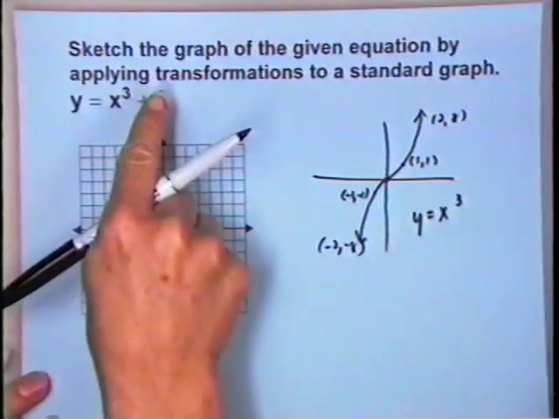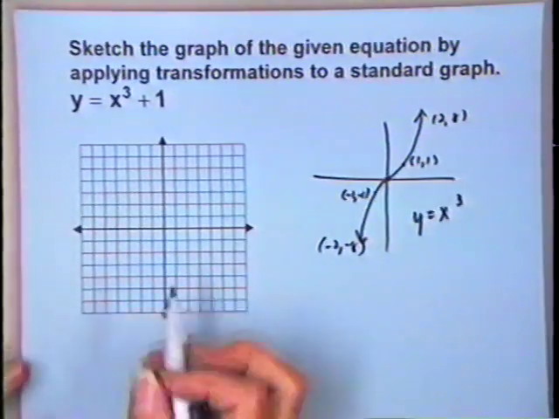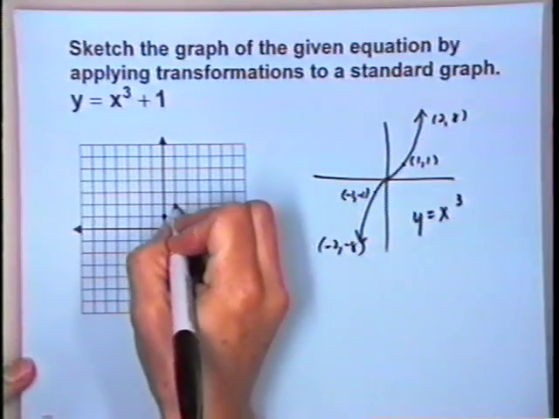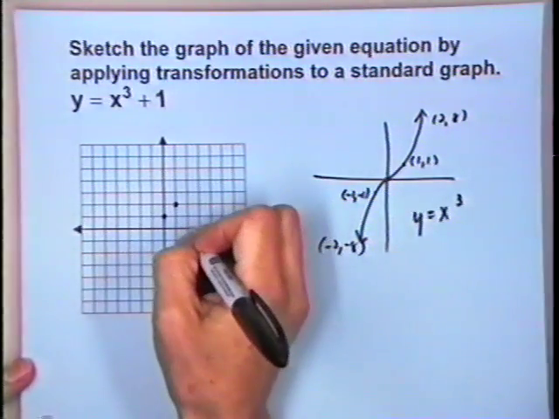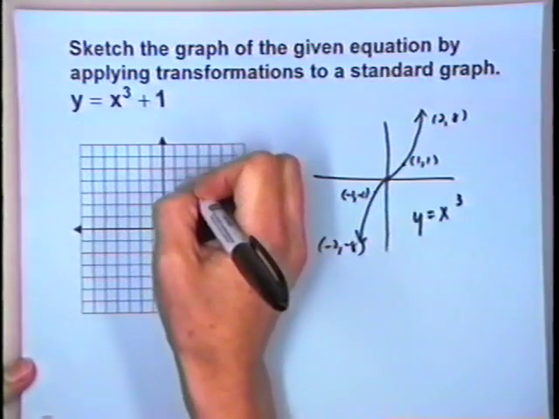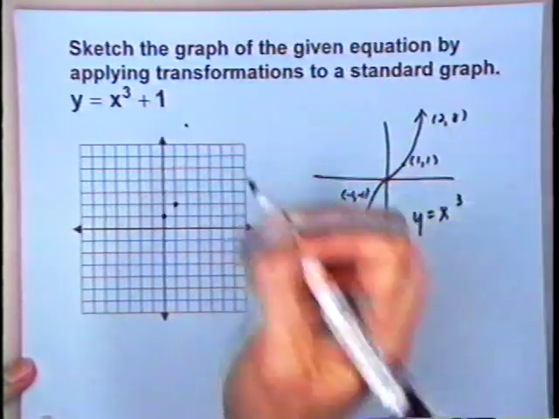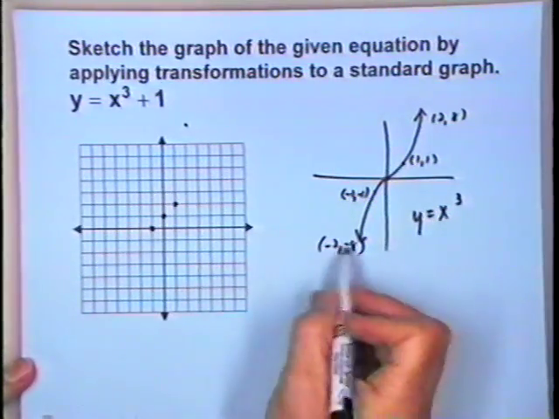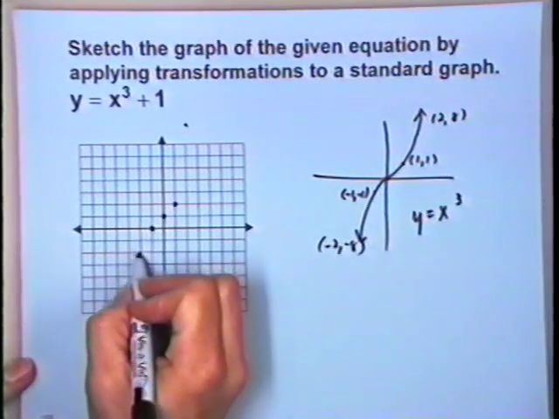All I need to do is just move those points up 1. So instead of being at 0, 0, I'm going to be at 0, 1. Instead of being at 1, 1, I'm going to be at 1, 2. And 2, 8 is going to become 2, 9. That's going to be up there. That moves up 1, so -1 is going to be on 0, and -2 is going to be at -7.